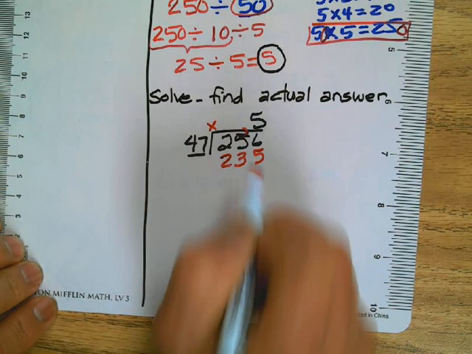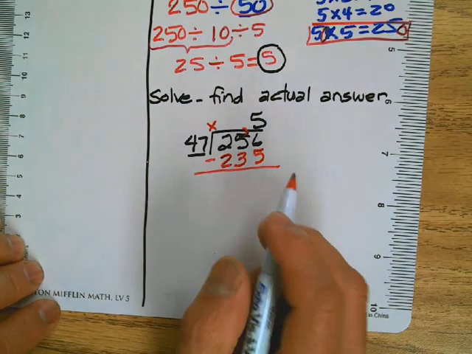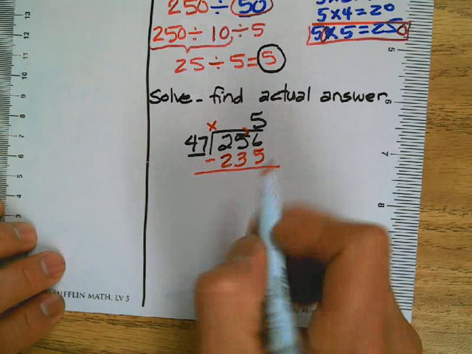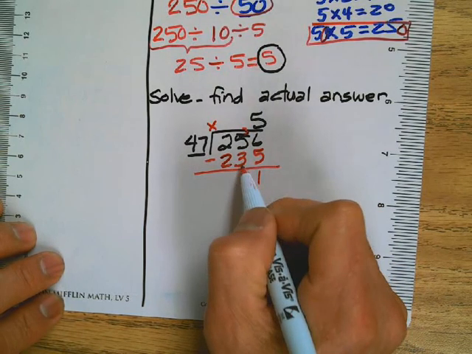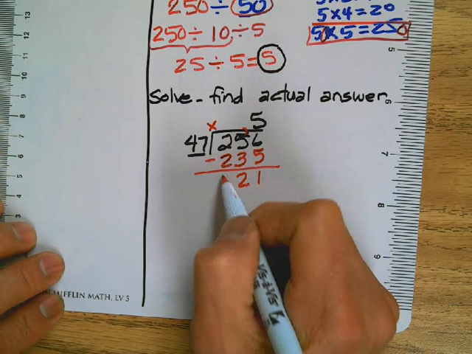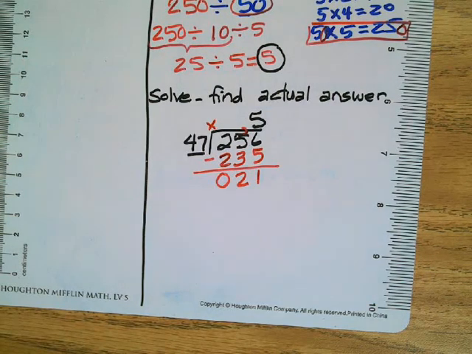Okay, my friends? So now, because we have to subtract to see what the remainder is, we're going to say 6 minus 5 equals 1. 5 minus 3 equals 2. And 2 and 2 cancel each other out. So now, our remainder is 21, my friends.